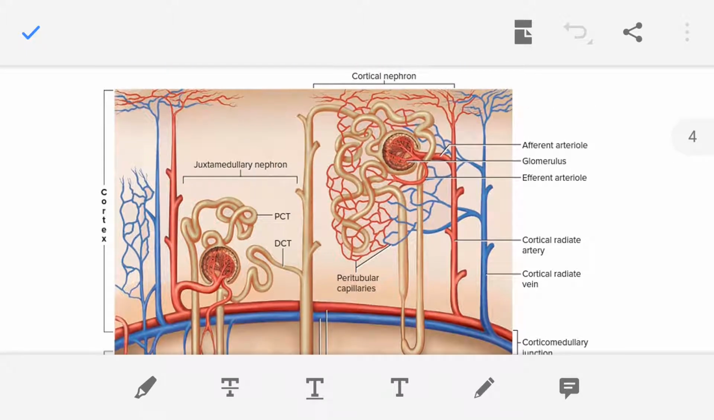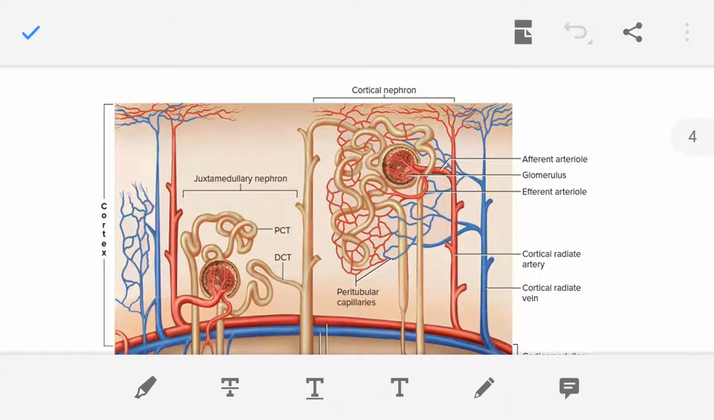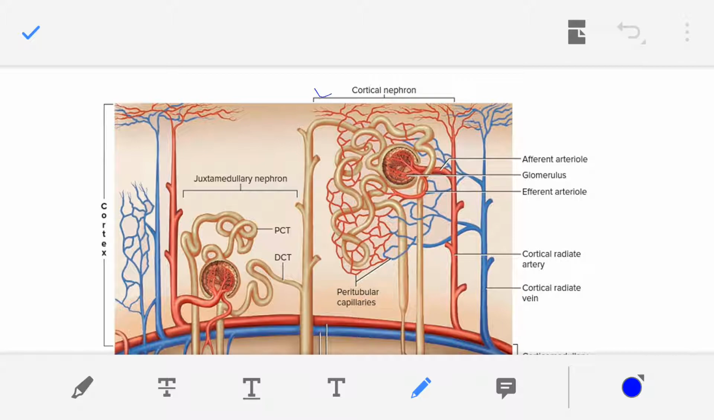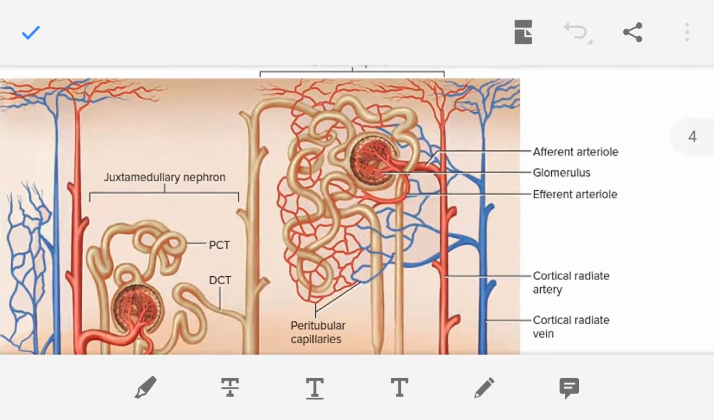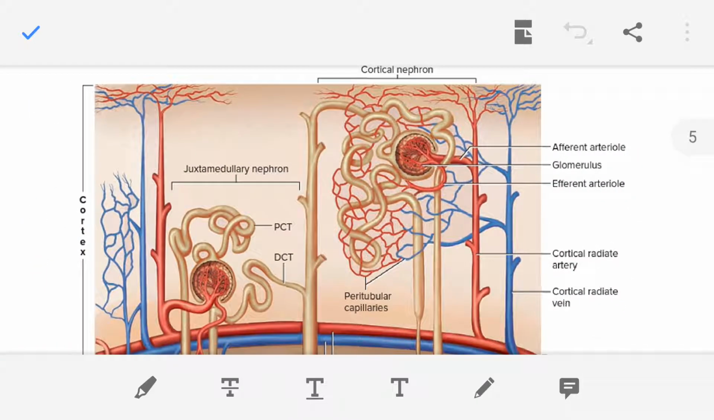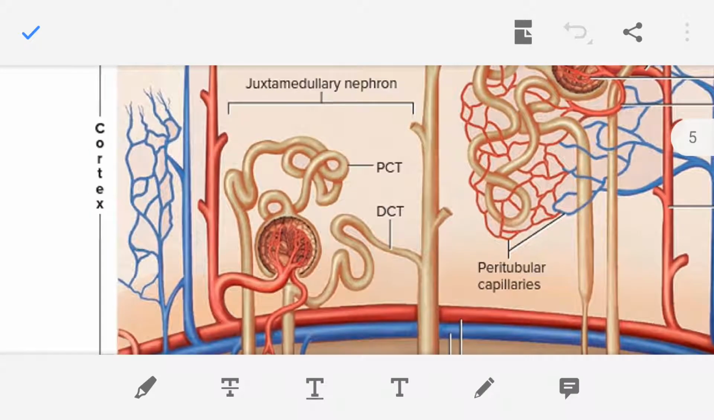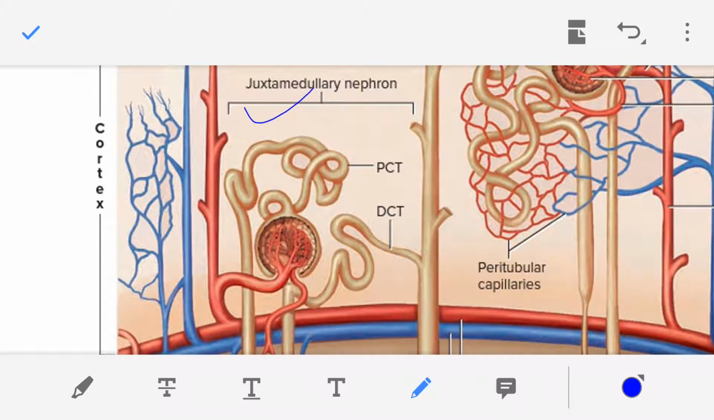Here two types of nephrons are shown. One type of nephron is known as cortical nephron, and the second type is known as juxtamedullary nephron. Now in this figure, let's say this is the juxtamedullary nephron. This one is the renal corpuscle, which is present inside the cortex, right? And PCT is present in the cortex, DCT is present in the cortex.